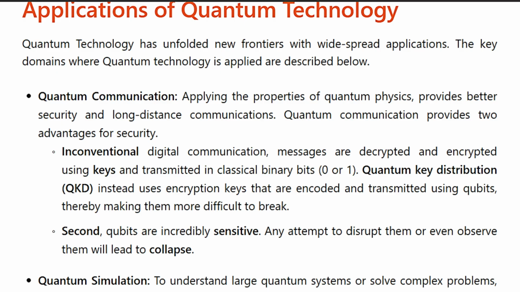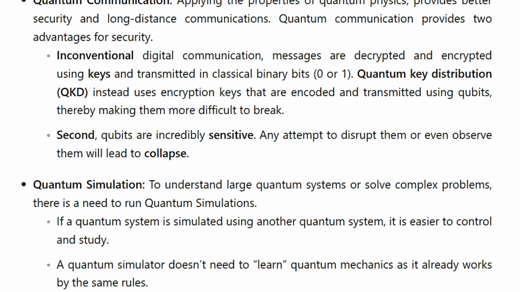Quantum key distribution, QKD, instead uses encryption keys that are encoded and transmitted using qubits, thereby making them more difficult to break. Second, qubits are incredibly sensitive. Any attempt to disrupt them or even observe them will lead to collapse. Quantum simulation. To understand large quantum systems or solve complex problems, there is a need to run quantum simulations. If a quantum system is simulated using another quantum system, it is easier to control and study.